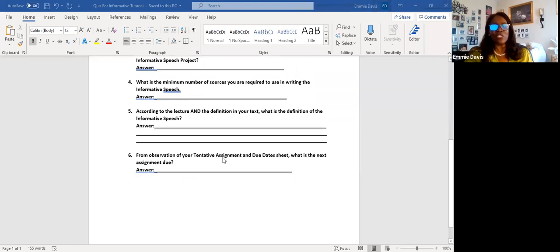From observation of your tentative assignments and due date sheet, what does the next assignment do? You have to find that as well. So the last 2, you have to find out on your own by looking at your tentative assignments and due dates. You'll see what is due in your next class meeting.